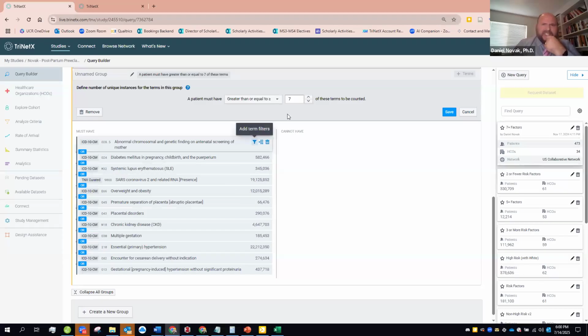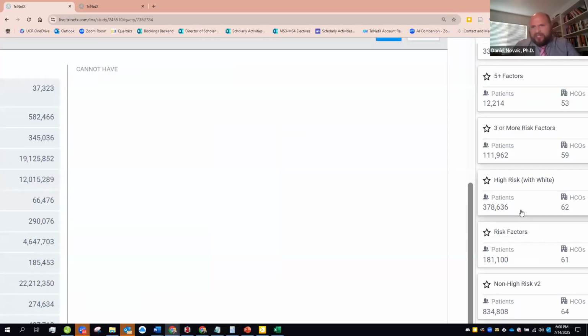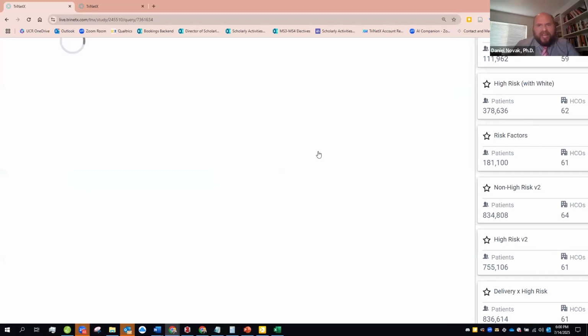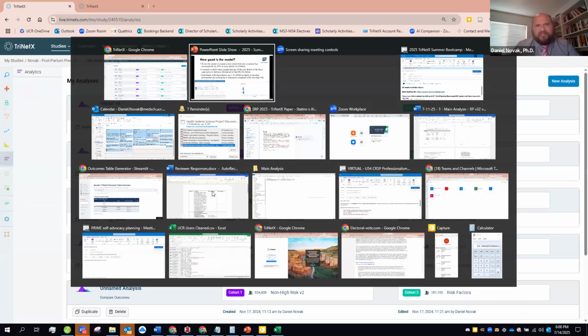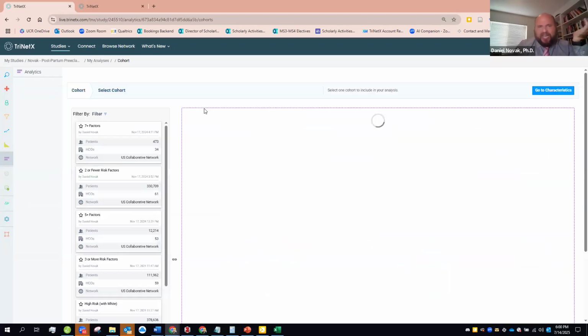So in this case, I went through several versions where I have, you can see over here, I created one with 3 or more risk factors, 5 or more risk factors, and in this case, 7 or more risk factors. And that allows us to then see, okay, out of all of these here, how much increased risk do you start to get as you go?